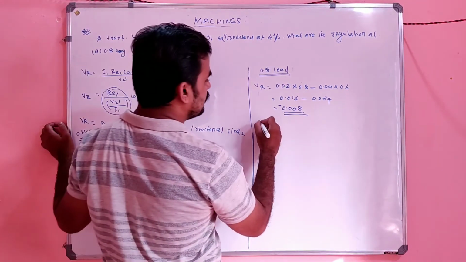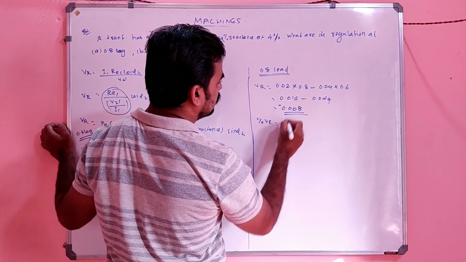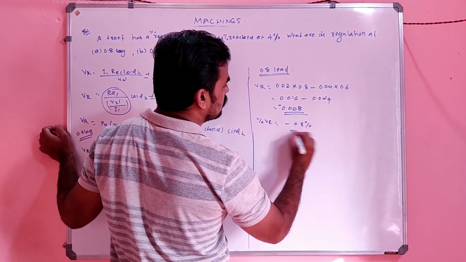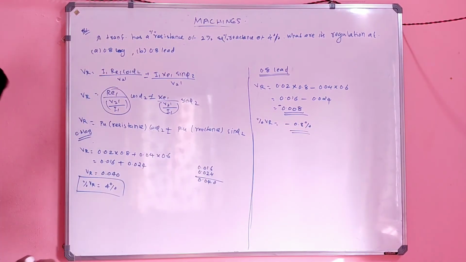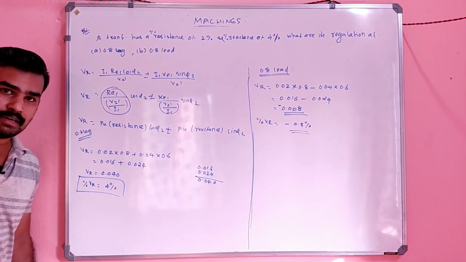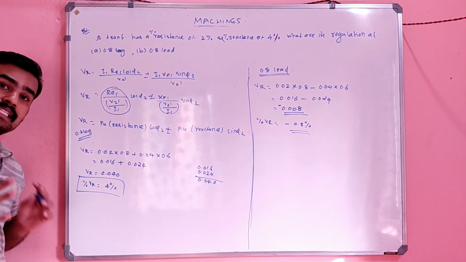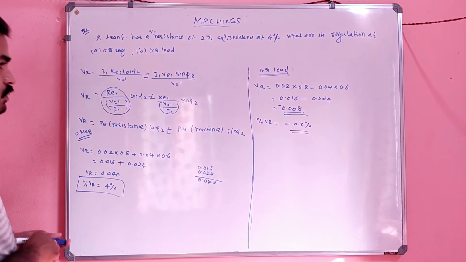So the answer: percentage VR will be equal to what? This is simply multiplied by 100, so minus 0.8 percent. Minus 0.8%. So, super system, right? The percentage regulation is very small. If the percentage voltage regulation is very low, it means the system is that much superb.